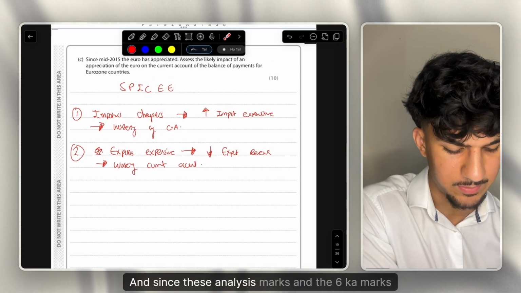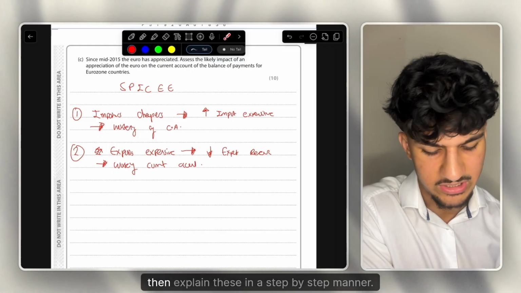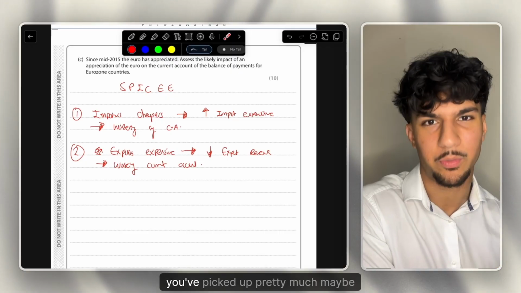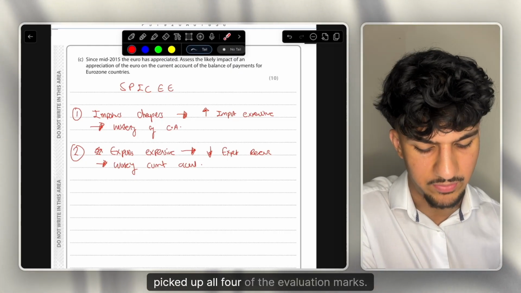And since these analysis marks are the 6 KA marks, to be really simple, just make sure you pick up your 2 application marks, then explain these in a step-by-step manner, then you've picked up pretty much with that evaluation point, you might have even picked up all 4 of the evaluation marks.